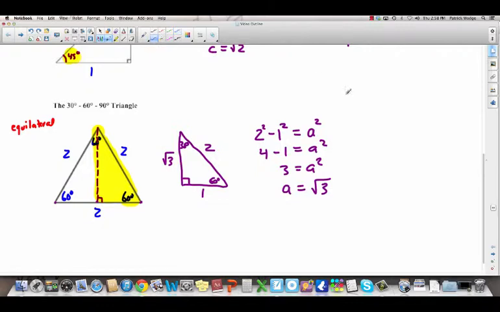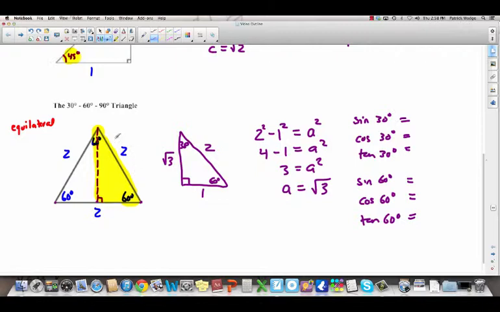We can get sine 30 degrees, we can get cos 30 degrees, we can get tan 30 degrees, we can also get sine 60 degrees, we can get cos 60 degrees, and we can get tan 60 degrees. So let's do all those. Won't take us long.